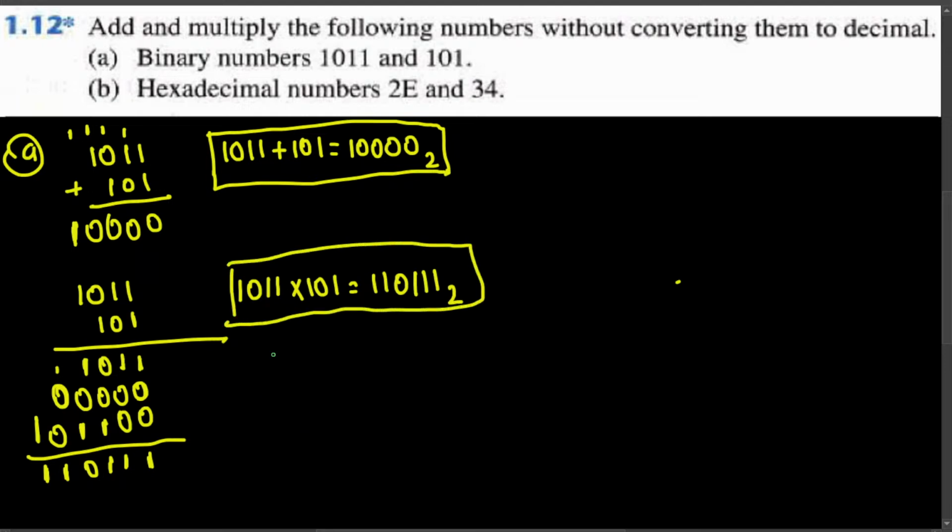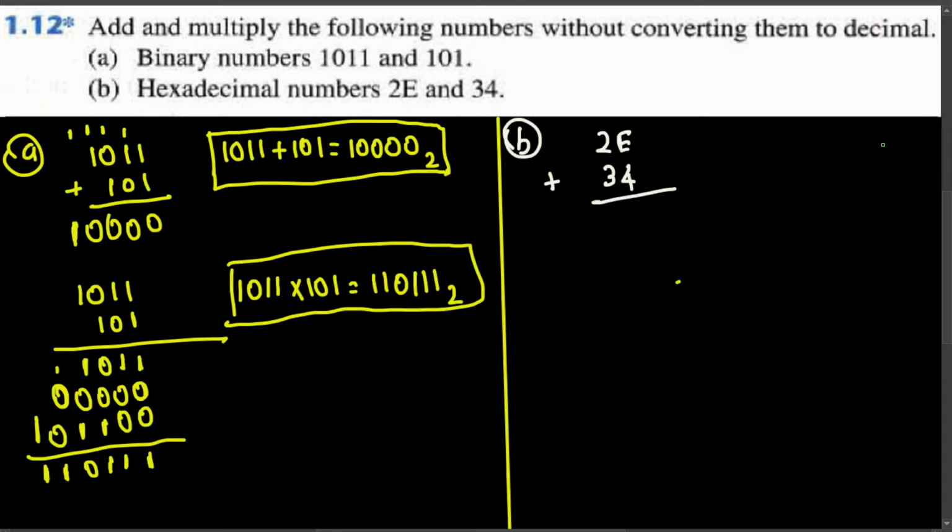Okay, that's the A part. Now let's look at the B part. I'm going to put a line in between. Let's deal with the B part here. In the B part, we have to do the same thing for the hexadecimal numbers 2E and 34. Let's add 2E plus 34. First let's do the addition on this side. So here I'm adding E plus 4 first.